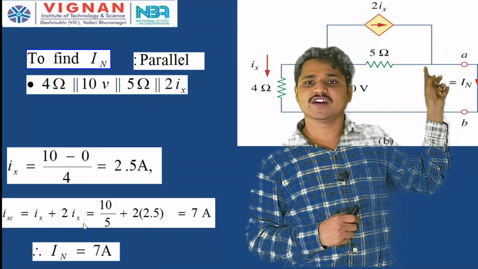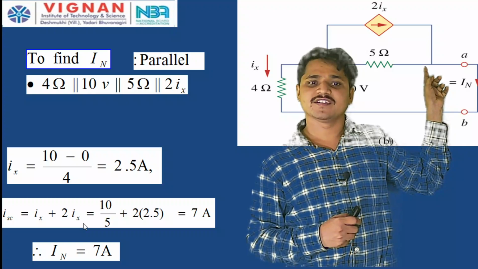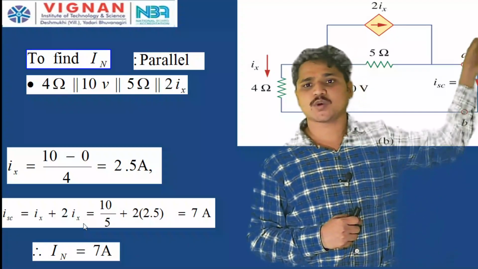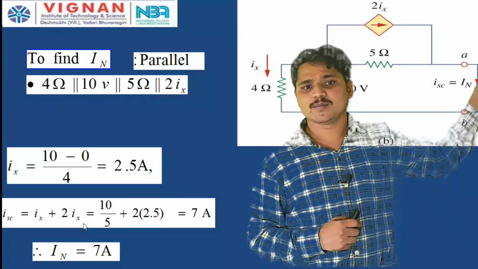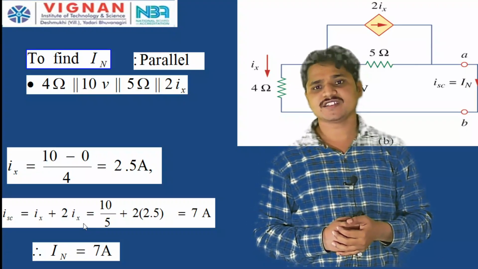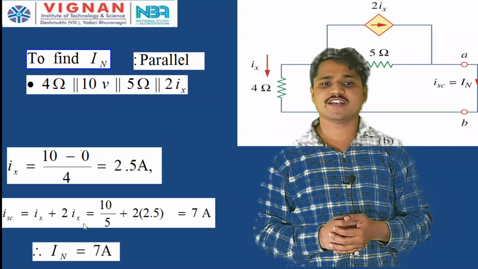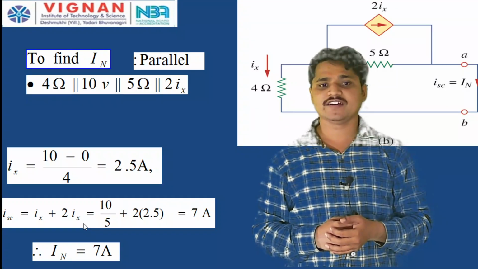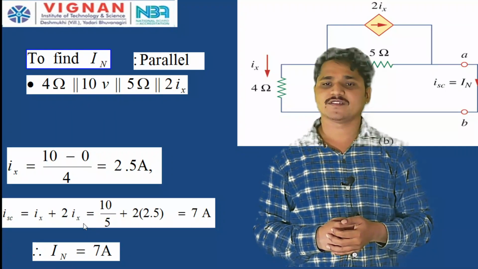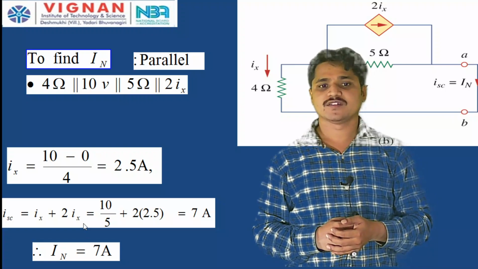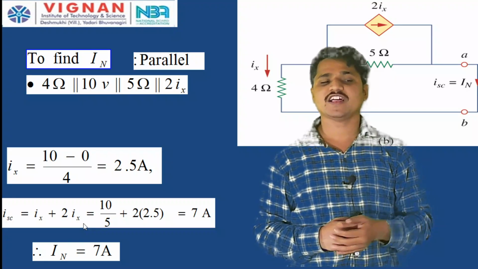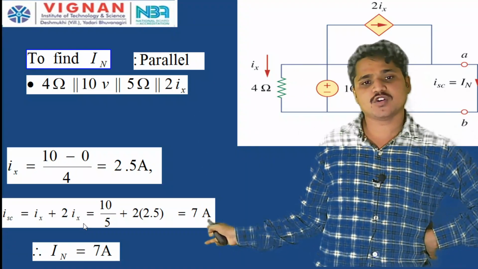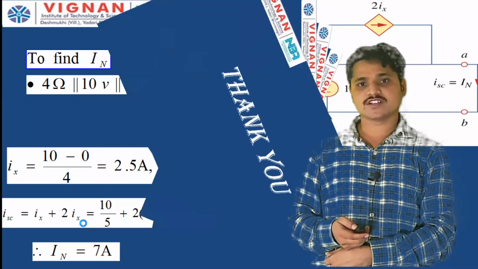Now, apply Kirchhoff's current law at this node. The currents coming here are 2Ix and Ix, but I SC is leaving. Therefore, I SC is equal to Ix plus 2Ix. Ix we already got as 2.5 amperes, so 2.5 plus 2 into 2.5, which gives you 7.5 amperes. Therefore, I N is equal to 7.5 amperes.